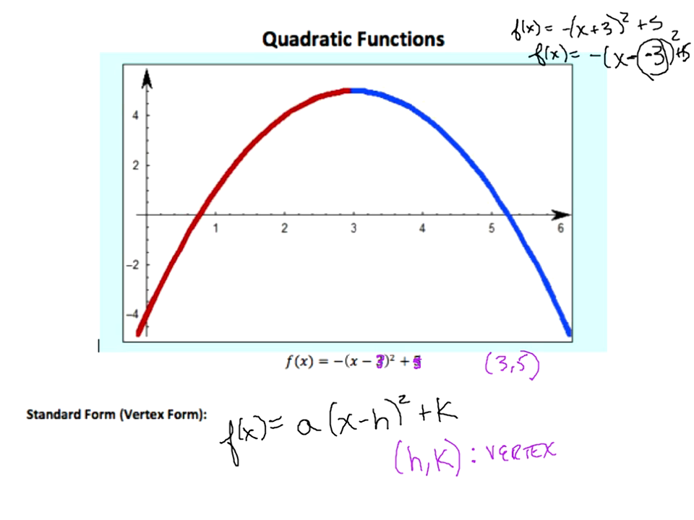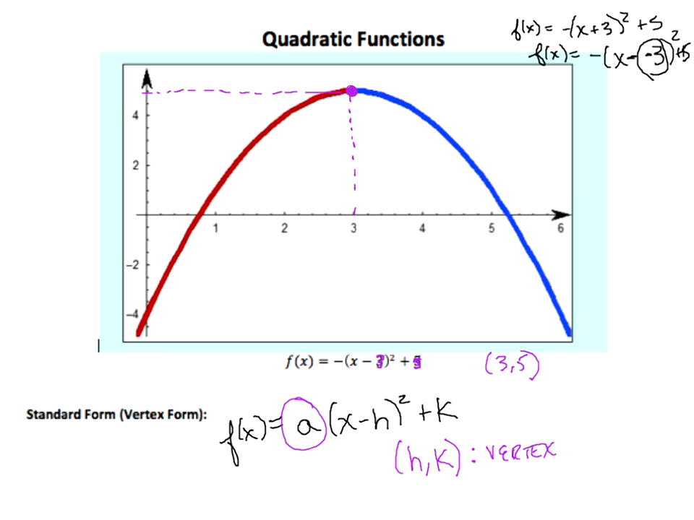So (3, 5) is our vertex. And you can see, looking at a graph of this, sure enough, our vertex lives at the point (3, 5).